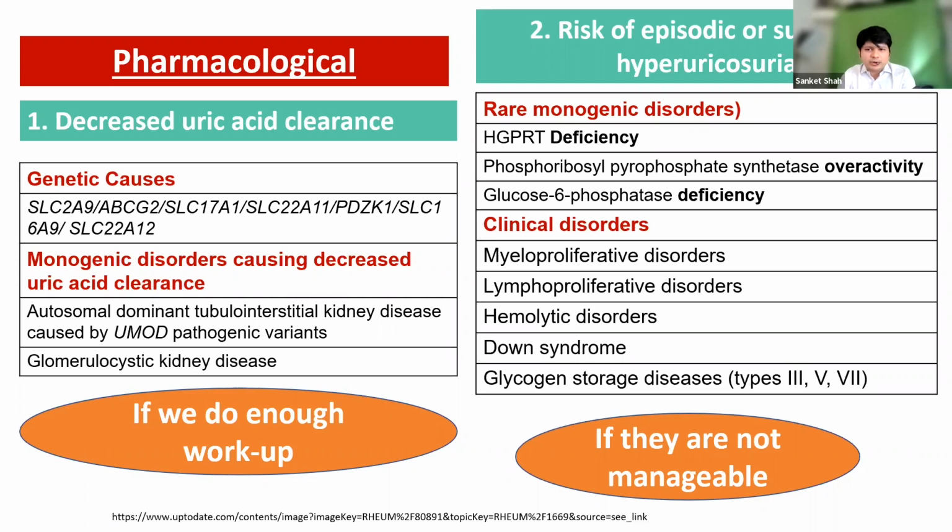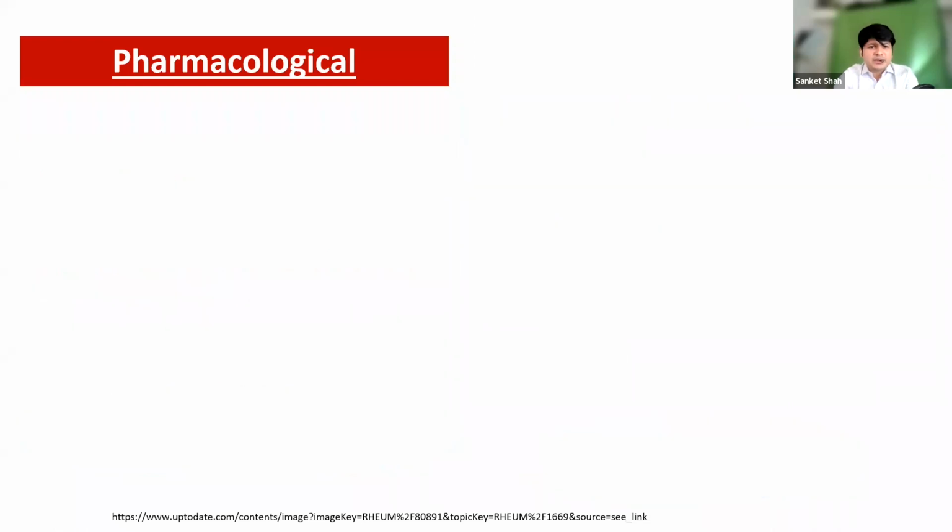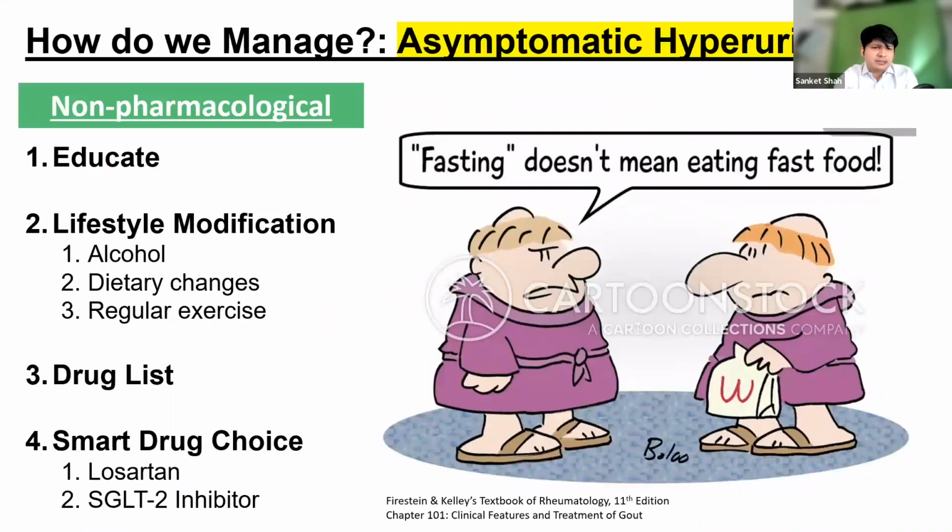So if it's not supported by science, I will push back that no, this is not required. But in clinical practice, it is always the nephrologist's decision, which I leave up to them. So this was the management of asymptomatic hyperuricemia. It is mainly non-pharmacological management. I tell not to start ULT, but I tell this is a must.